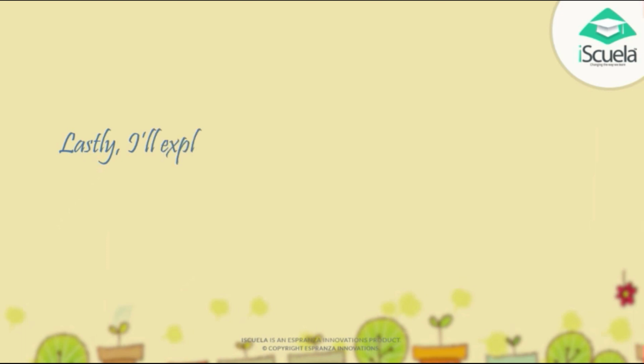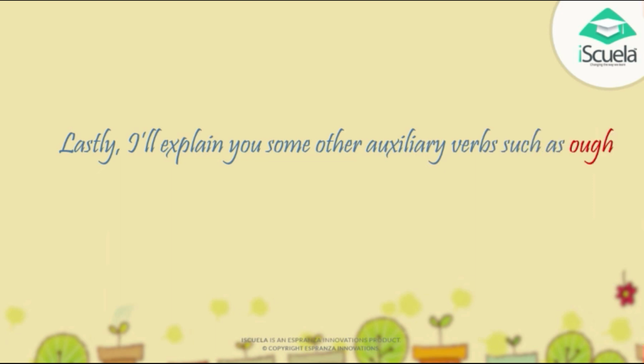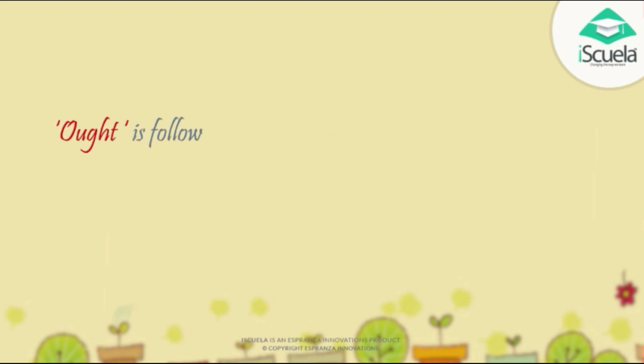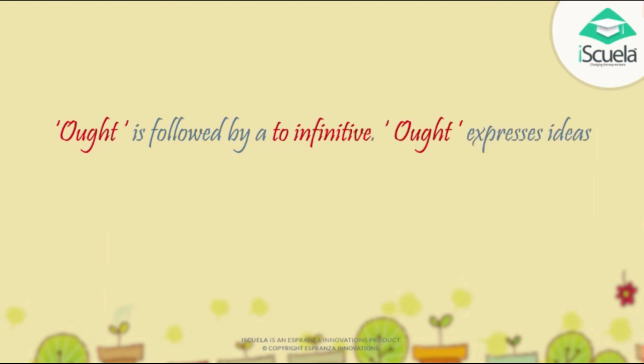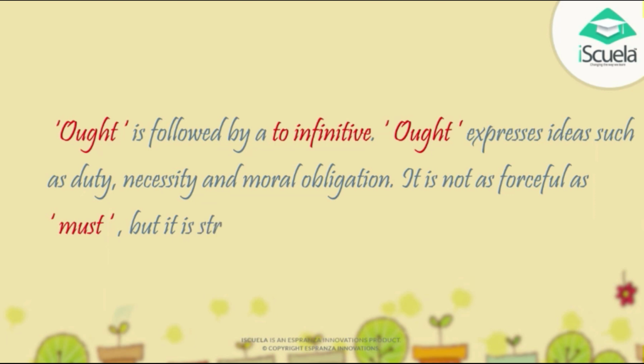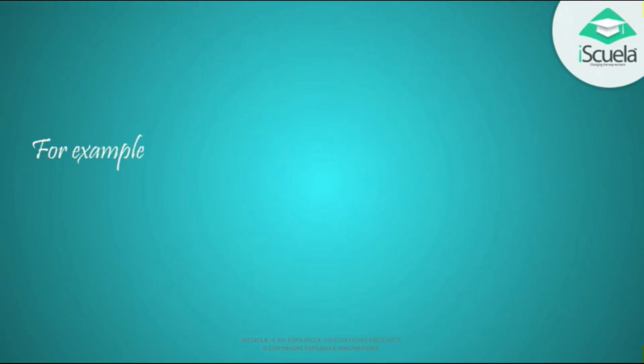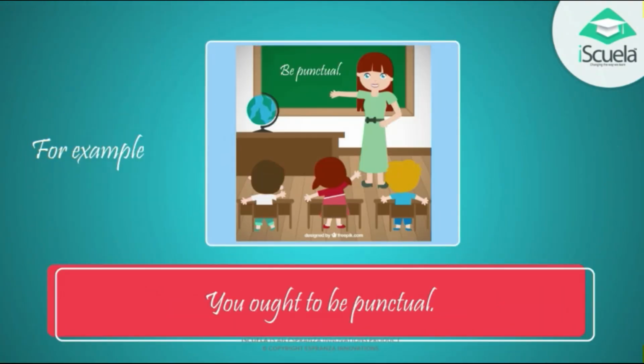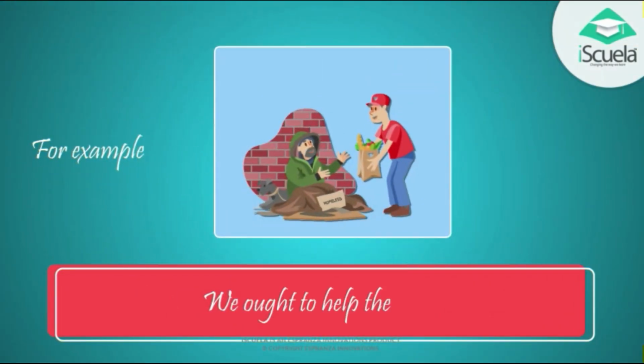Lastly, I'll explain to you some other auxiliary verbs such as ought, must and should. Ought is followed by a to infinitive. Ought expresses ideas such as duty, necessity and moral obligation. It is not as forceful as must, but it is stronger than should. For example, you ought to be punctual. We ought to help the poor.